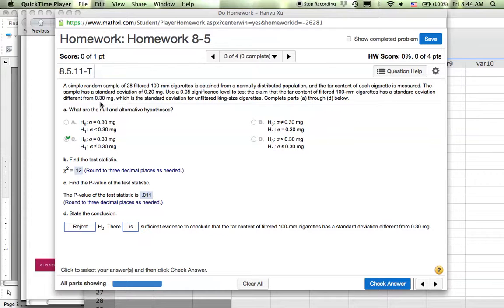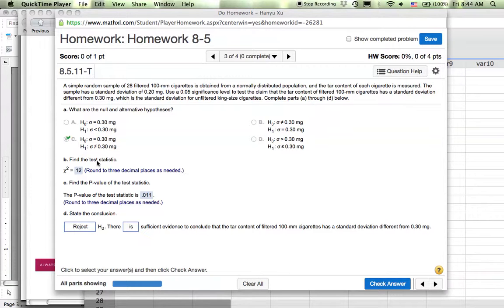Okay, so the null hypothesis always has the equal sign, so sigma equal to 0.3. And the alternative hypothesis is sigma not equal to 0.3. Okay, so choose C for part A.